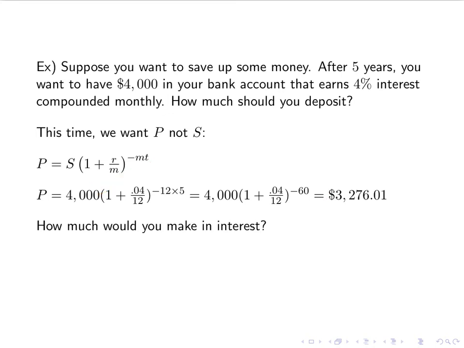How much would I make in interest? So again, it's S minus P, but now, again, S is the thing I was given, P is the thing I found, which is the reverse from before. So just make sure you're taking the bigger one and subtracting the smaller one. And we get $723.99.